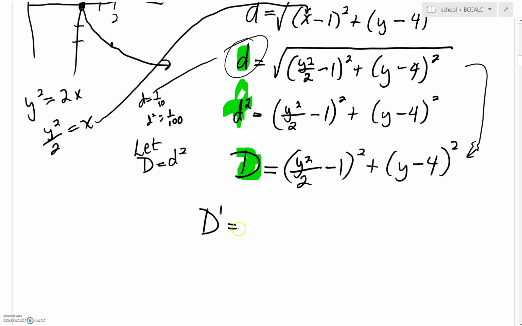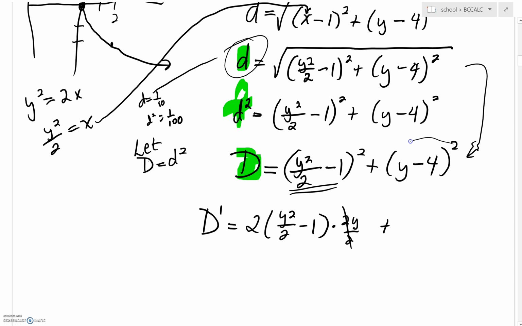D prime, I'm going to need the chain rule. I'm going to bring down a 2. I have y squared all over 2 minus 1 to the 1 power now. But the chain rule, take the derivative of the inside. Down comes a 2. You really have 2y all over 2. You can see that's going to cancel out. And hey, that's going to work out pretty nicely.